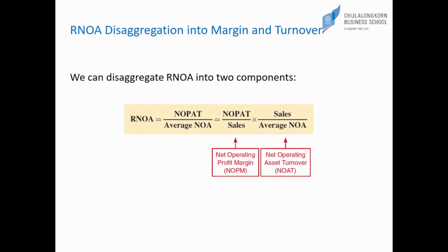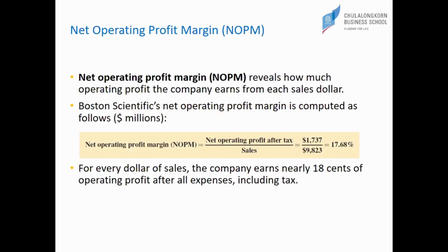And also for our NOA here, just like from the DuPont framework, we can disaggregate this into two different components. It can be disaggregated into the net operating profit margin and the net operating asset turnover. So it's divided into profitability and productivity. It can be divided into these two. This net operating profit margin, the first component, shows how much operating profit the company earns from each of their sales dollars.